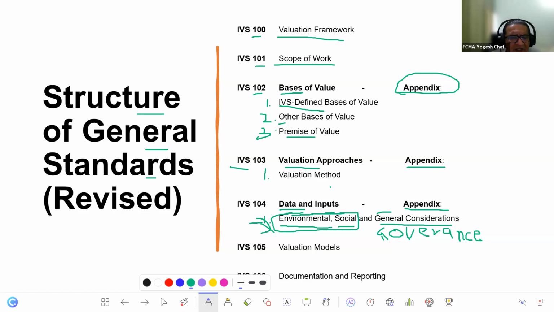Whether you are doing valuation of land and building, plant and machinery, securities, or financial assets, as we discussed, compliance with the general standard is mandatory. So we cannot escape from compliance with ESG consideration. Then valuation model and documentation and reporting. So that is the structure of the general standards.